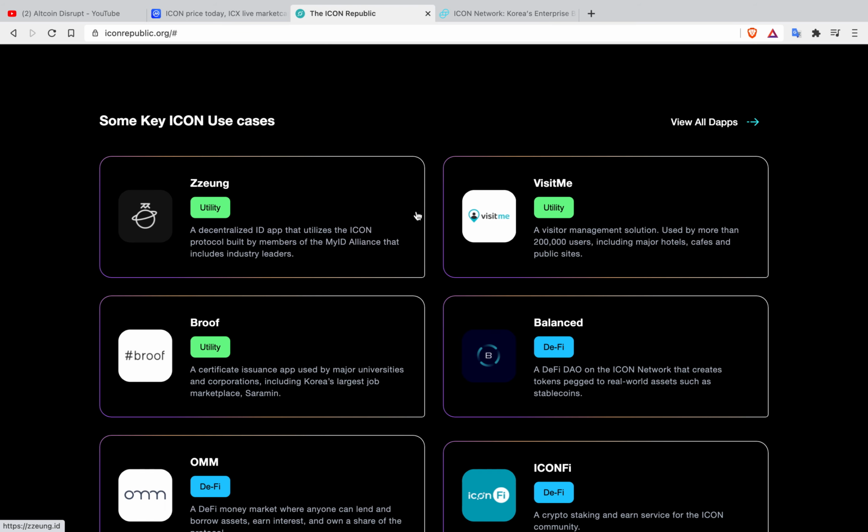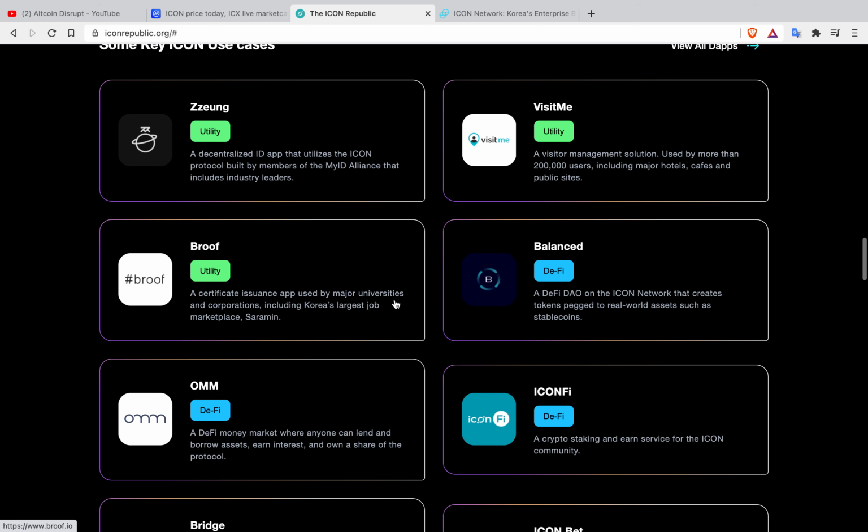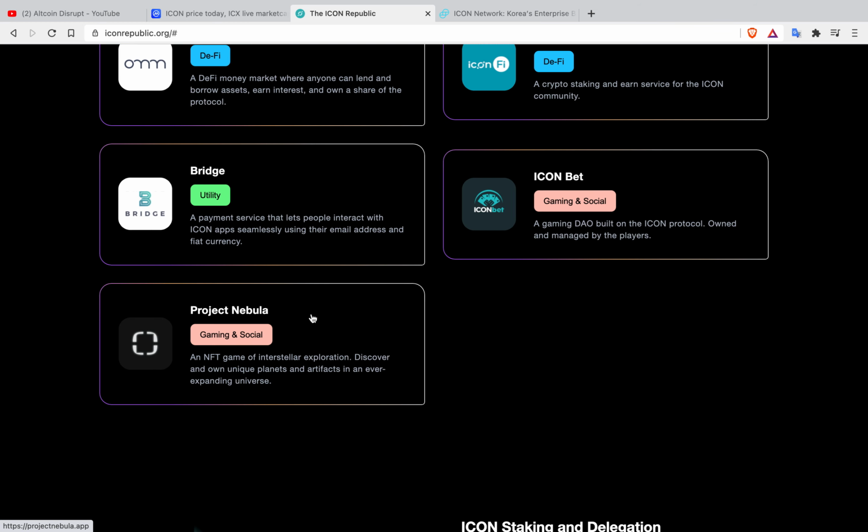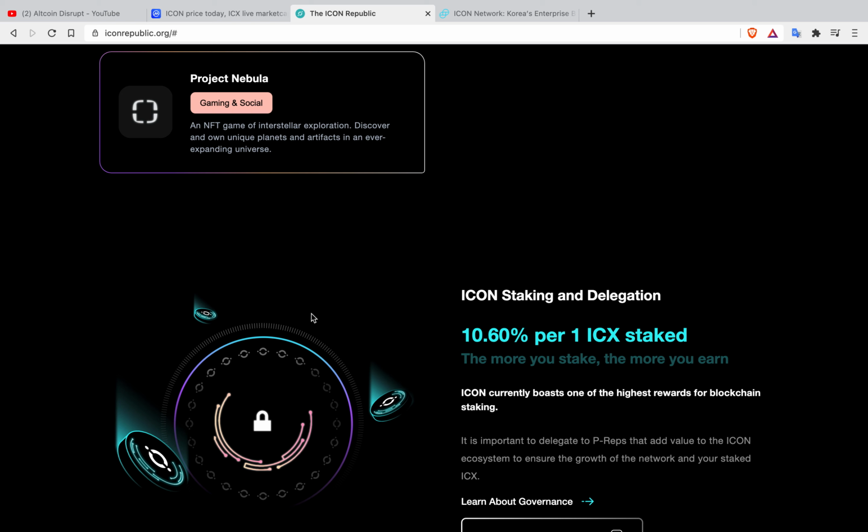Seriously, let's take a look at some of the dApps that were built on the Icon Republic website, right? There's a lot of apps such as Xeon. It's a decentralized ID app that utilizes the Icon protocol, built by members of the MyID Alliance that includes industry leaders. They've got a lot of apps that are built on their platform, such as Balance. You guys can check these out. Proof, Visit Me. Wow, they've got a lot of projects going on, and this is really fascinating to see, and I want to see more of these.